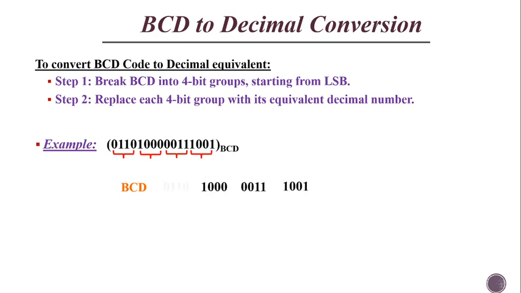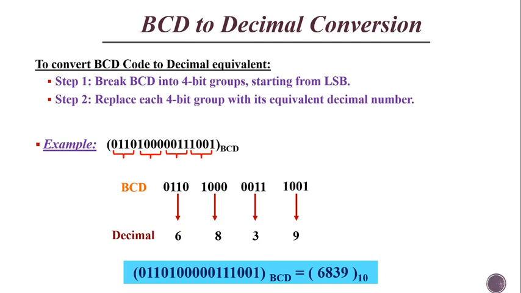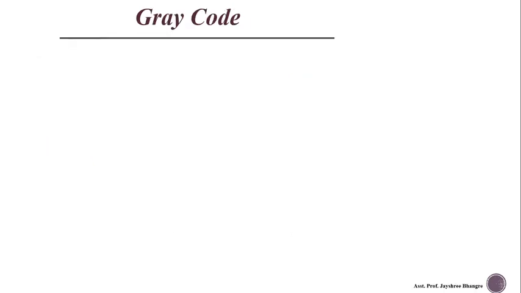So these 4 groups are given, and we have to just write their equivalent decimal numbers. So this 1001 is nothing but 9, 0011 is nothing but 3, 1000 is nothing but 8, and 0110 is nothing but 6. So we get the decimal equivalent of the given BCD as 6839. So it is very simple to convert decimal to BCD as well as BCD to decimal.